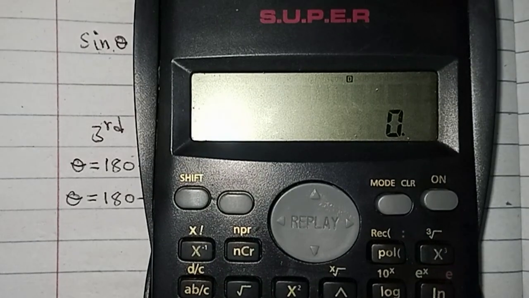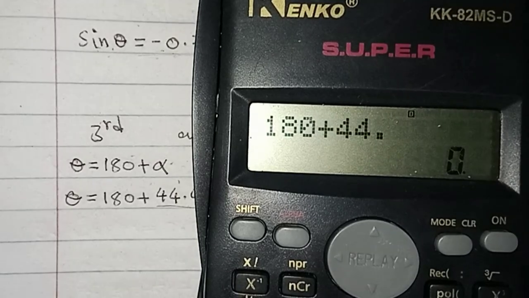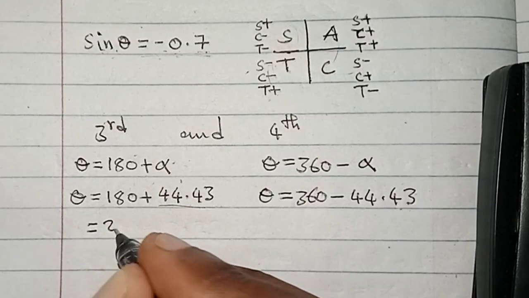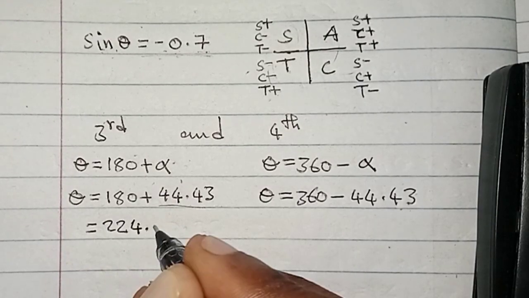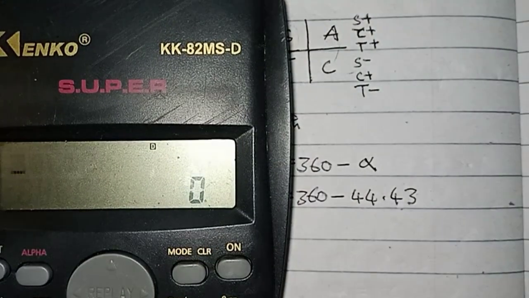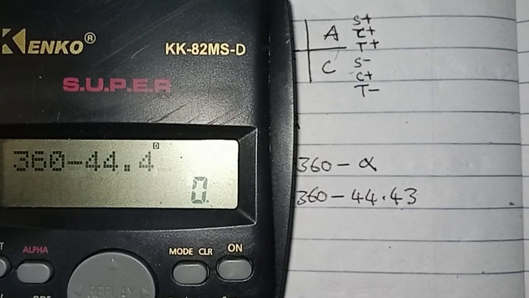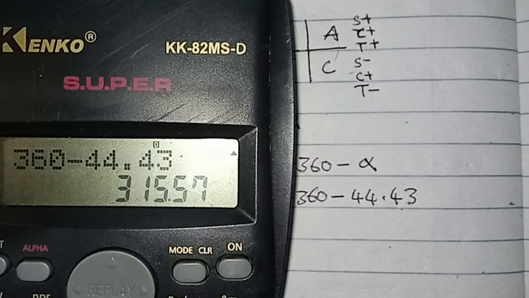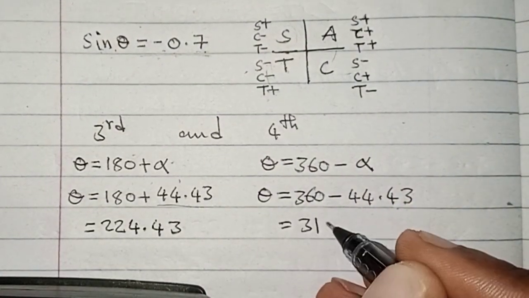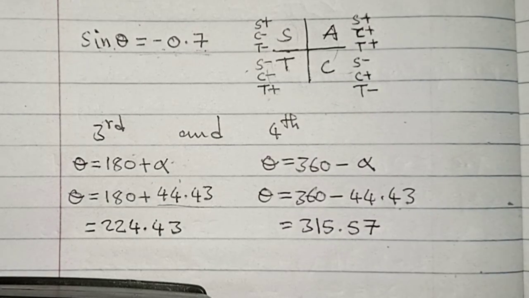Now let us add. We say 180 plus 44.43. This will give us 224.43. On the other side, we have 360 minus 44.43. So we have 315.57. These are the two answers.